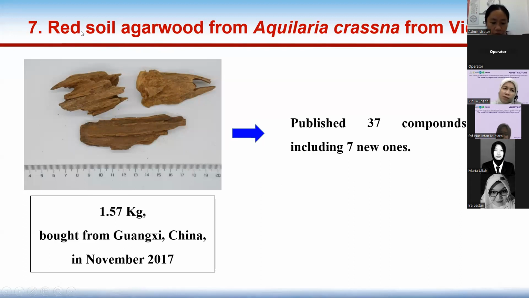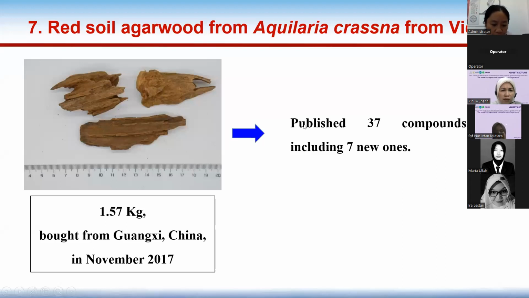From the name red soil agarwood, we can know it is related to the red soil. Actually, this is produced when the trees are buried in the red soil for a very long time. And it is mainly produced in Vietnam. In other places, it is very seldom found.